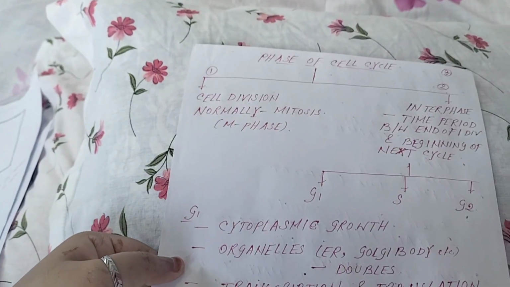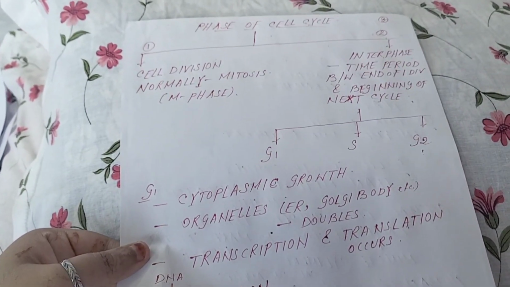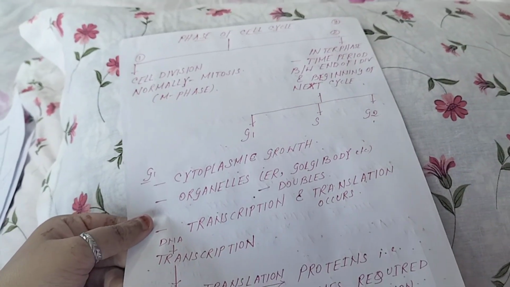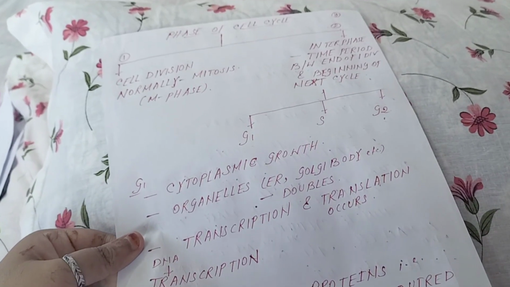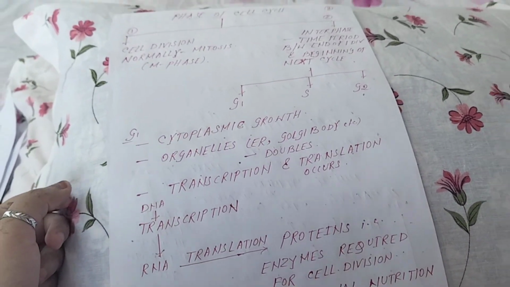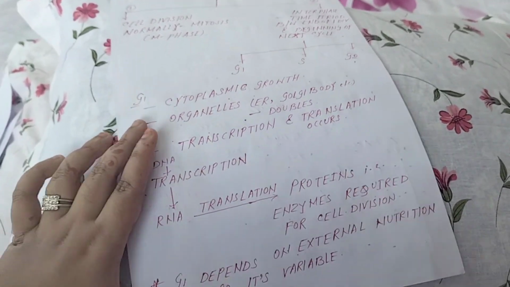Then we come to the phases of cell cycle. Cell cycle is divided into cell division and interphase. Cell division is the actual phase in which cell undergoes division, and interphase is the time period between end of first division and beginning of next cycle. That is, it is the resting phase. It is further subdivided into G1, S, and G2 phases.